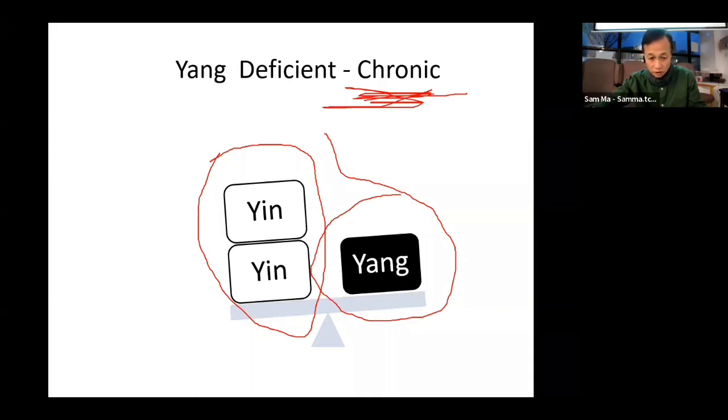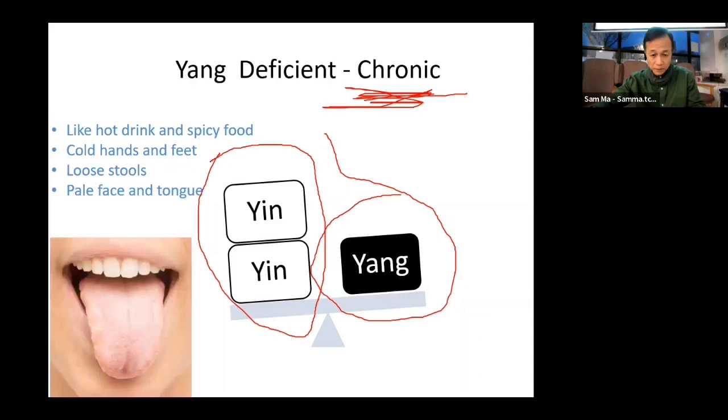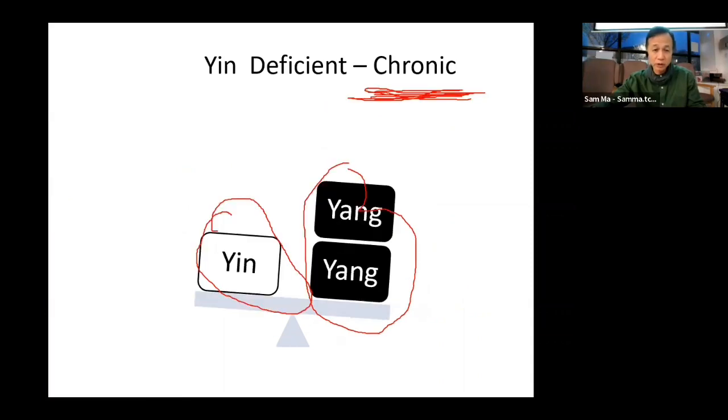So in here, this one is just like hot food. And next one, pale tongue. And the yin deficient, there you go. You look at the yang, it's normal, but the yin is lacking. So you're yin deficient. That's why I call it yin deficient.